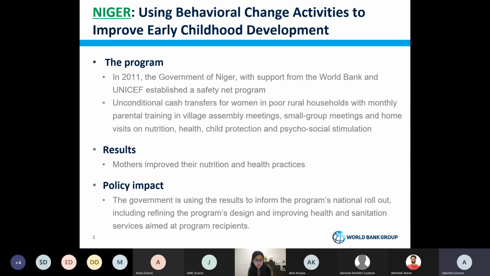So because Niger was the first country to combine unconditional cash transfers for poorest households with information for parents on how to improve their young children's development, this also became a model for other countries in the region. So other countries in the region like Senegal, Ivory Coast, Burkina Faso, Mali, Mauritania, this model became something that these other countries also wanted to emulate.